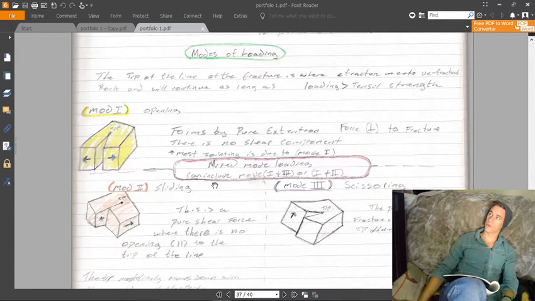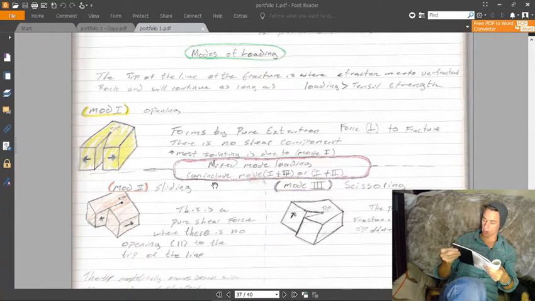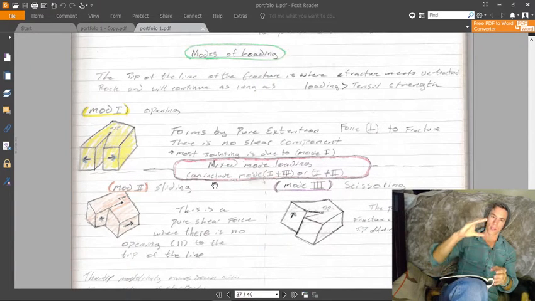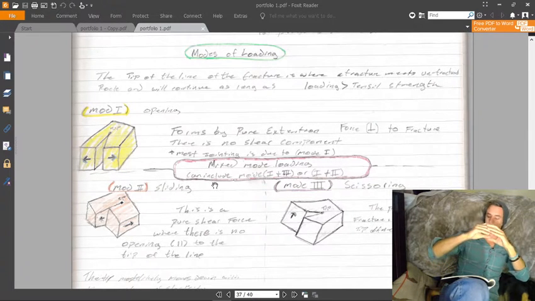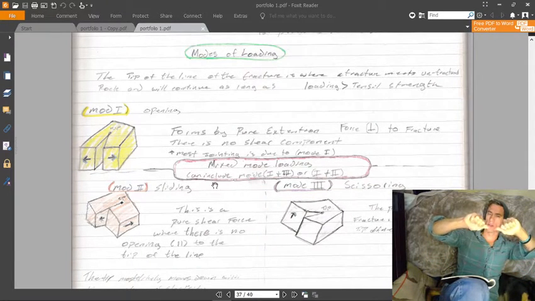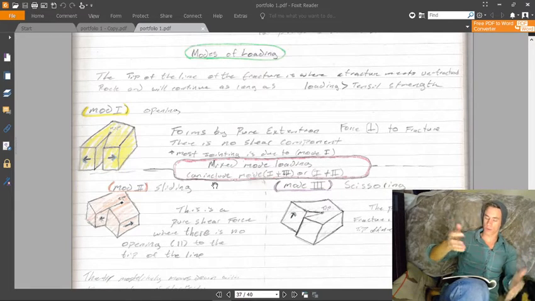And we'll talk about modes of loading now, which is the tip of the line of the fracture, where a fracture meets unfractured rock and will continue as long as the loading force is larger than the tensile strength. And the tensile strength is basically the competency of the rock, how well it can hold together. If you're putting pressure on a pencil, until the pressure you're putting on it exceeds the tensile strength, the pencil's not going to break. But when it does exceed it, the pencil breaks.